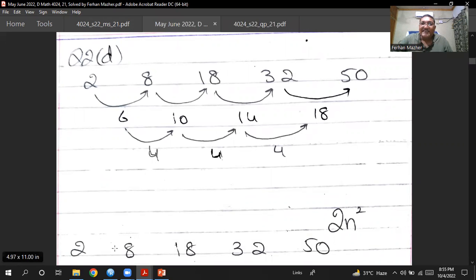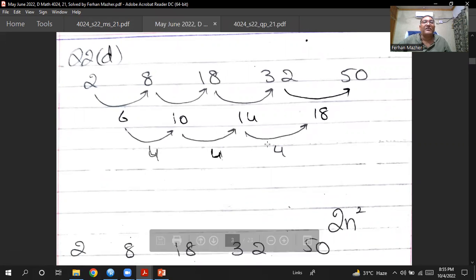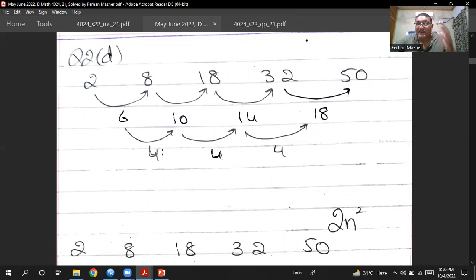Then I will find the second difference, and that will be 10 minus 6, which is 4. 14 minus 10 is 4. 18 minus 14 is also 4. If the second difference is constant, if the second difference is a number, that shows that this is a quadratic sequence. So what I will do is take the second difference and divide it by 2. That's the method for doing this. You take the second difference, you divide it by 2, and you get 2.